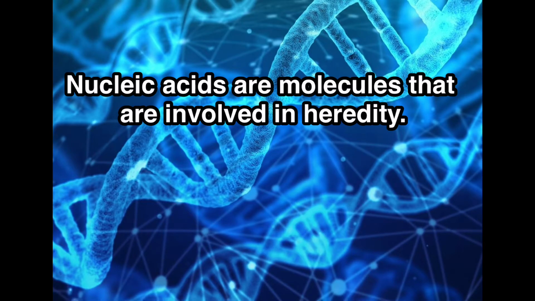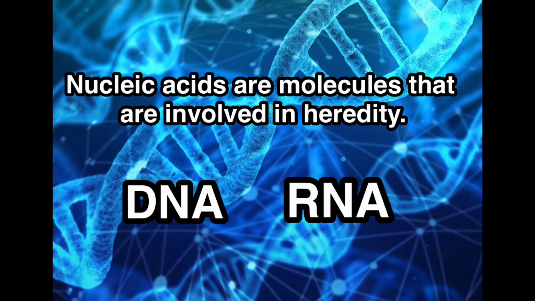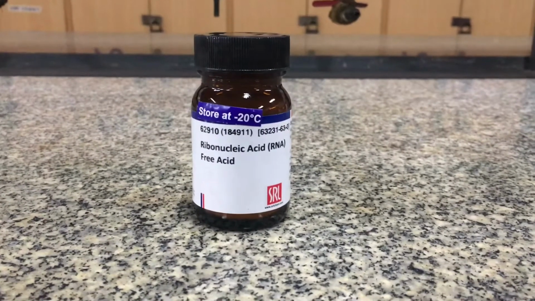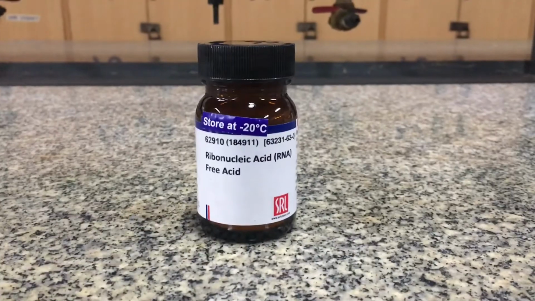Nucleic acids are the macromolecules involved in one of the most important processes in a living organism, the ability to transfer anatomical and biochemical characteristics from one organism to another, which is known as heredity. There are two types of nucleic acids, DNA and RNA. For today's experiment, we will be using RNA derived from yeast.